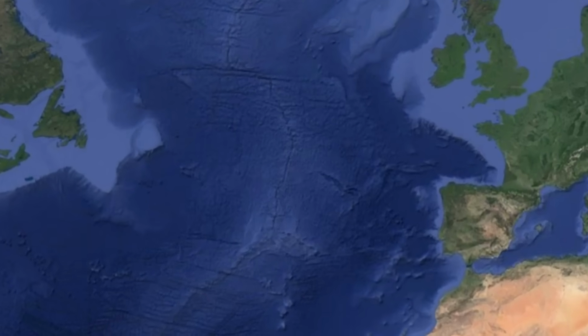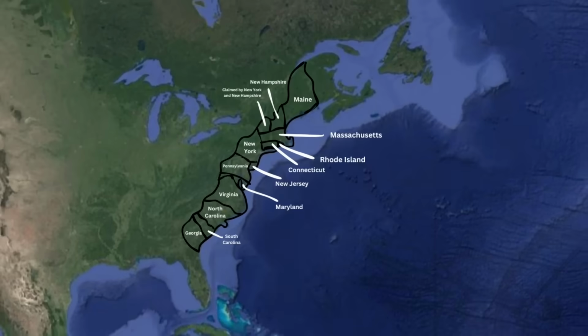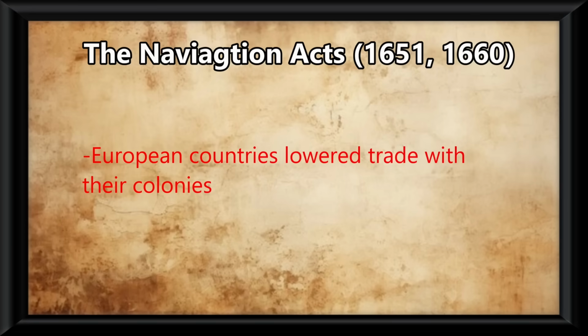European leaders saw their colonies in the Americas as moneymakers and nothing else. The actual truth was that these colonies made their own unique culture and way of democratic governance. European leaders continued to clash with their colonies on things like the Navigation Acts, which lowered trade with their colonies and ended up hurting the colonies.